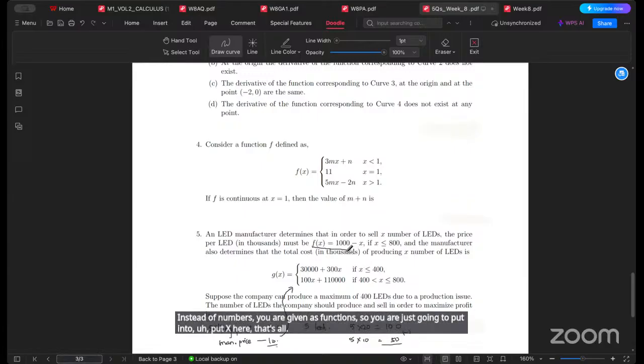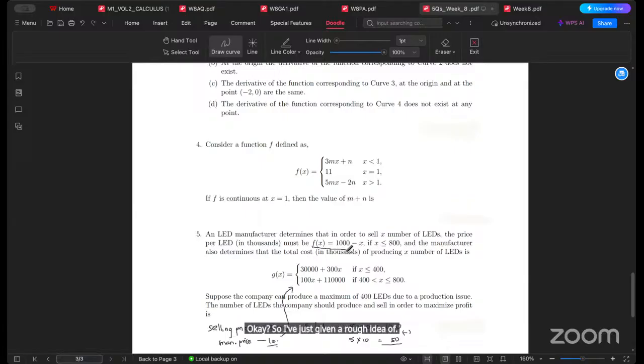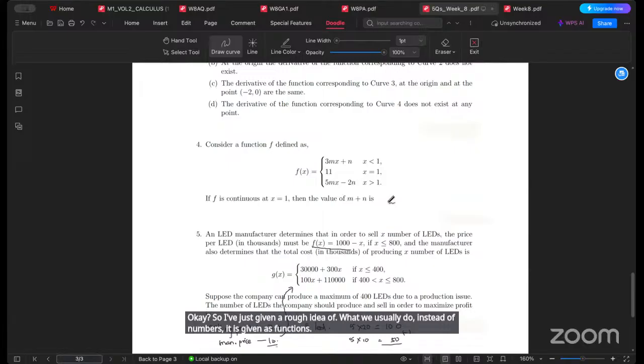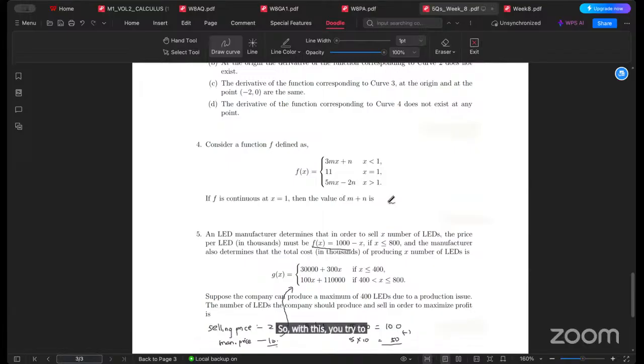Okay, so I've just given a rough idea of what we usually do. Instead of numbers, it is given as functions. So with this, you try to do this problem. All right. Yes, ma'am. Okay.